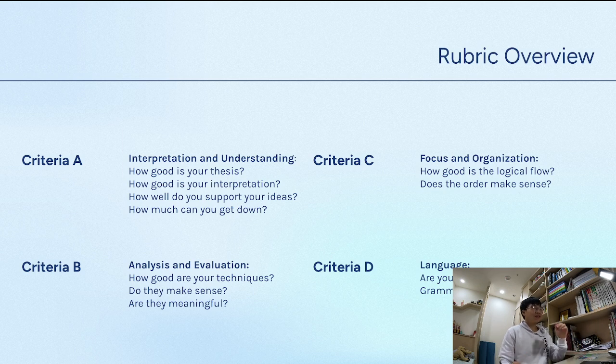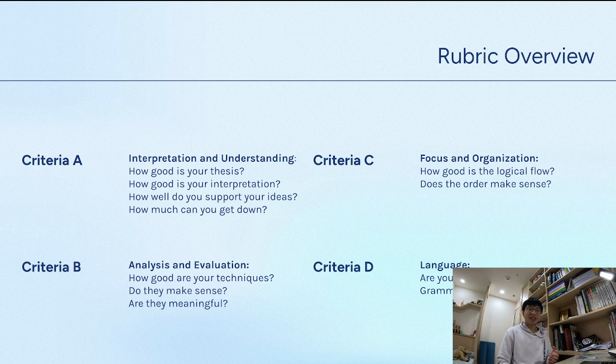And for photographs, Mr. Bordy said, and I agree as well, because you can't really tell somebody that they're wrong for interpreting a photograph this way, but do try to back it up with good evidence and make it a logical essay. Criteria B, analysis and evaluation. So, are your techniques good? So, remember not to just write about the things you see, but mention photography techniques and the message it conveys to the audience. And make at least meaningful analysis to connect back to your ideas.